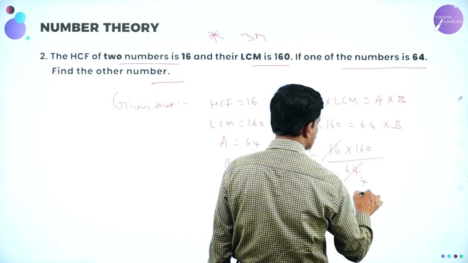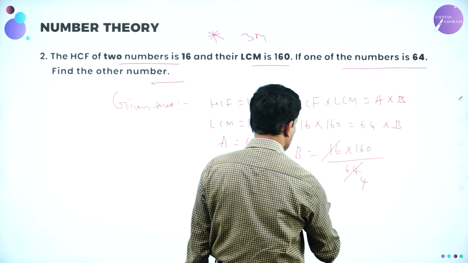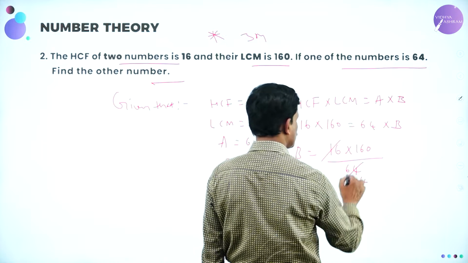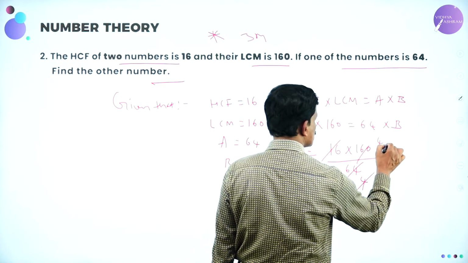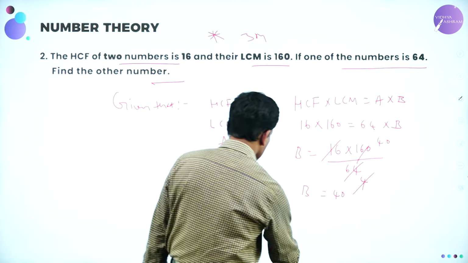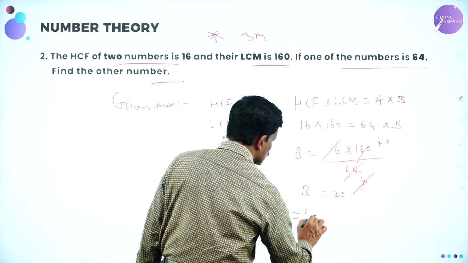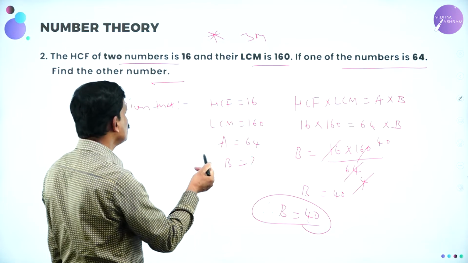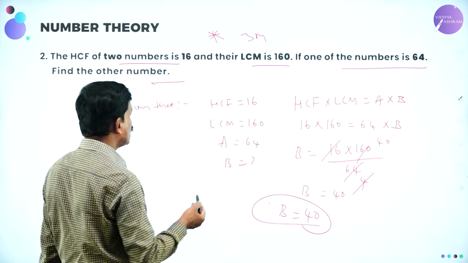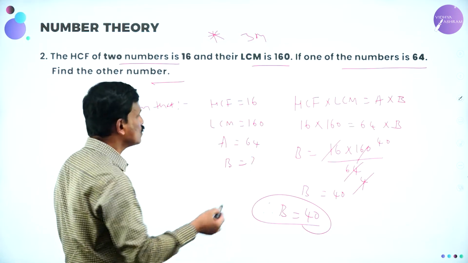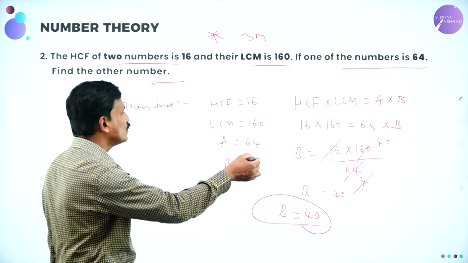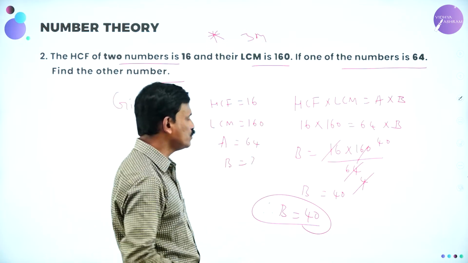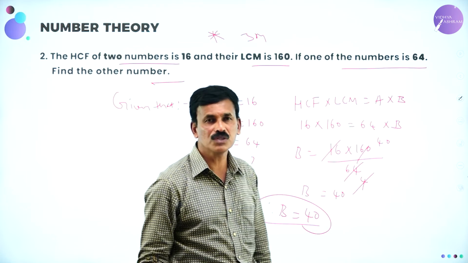16 4s are 64. So B is equal to 160 divided by 16. 4 4s are 16. That's equal to 40. So, therefore, the other number B is equal to 40. So here HCF is 16, LCM is equal to 160 and A is equal to 64. HCF into LCM divided by A will give the value of B, that is equal to 40. That's it. Okay, hope you follow.